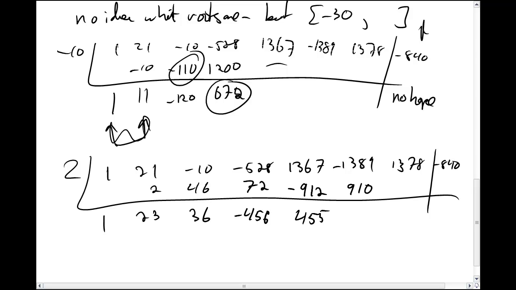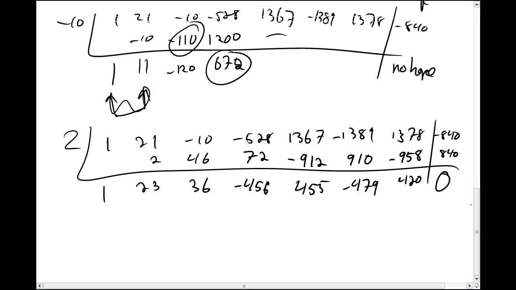Subtract 1,389 from 910, and that will give us negative 479. Multiply that by 2, and I should be getting negative 958, which should give me 420. Multiply 420 times 2, that's going to give me a positive 840, and that gives me 0.